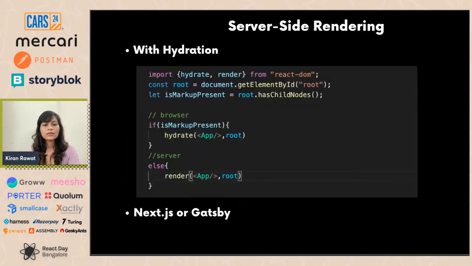So the second workaround is server side rendering. As we all know, it speeds up the initial render. We can do this with hydration, as well as with frameworks like Next.js and Gatsby. With hydration, we can load the static HTML first and then attach the event listeners once it's on the browser. So if the markup is present in the browser, we hydrate the component. Otherwise, if it's on the server, we render the components.